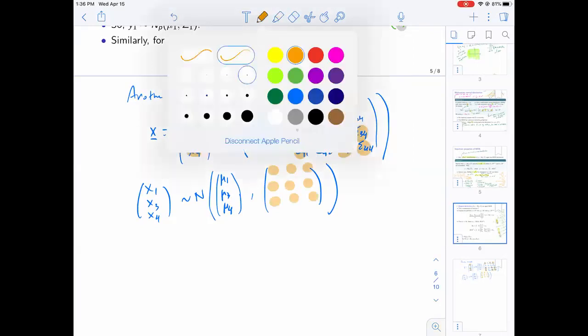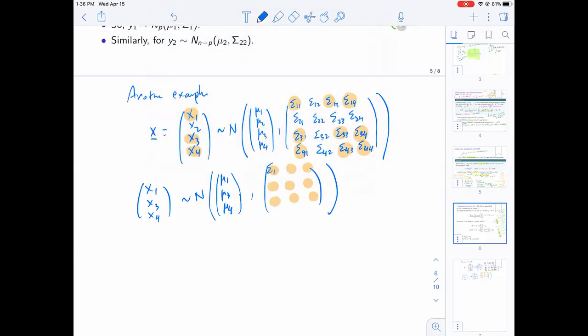So you get the idea. This would be just sigma 1,1. This would be sigma 3,3. This would be sigma 4,4. Sigma 1,3, sigma 1,4, and so on.